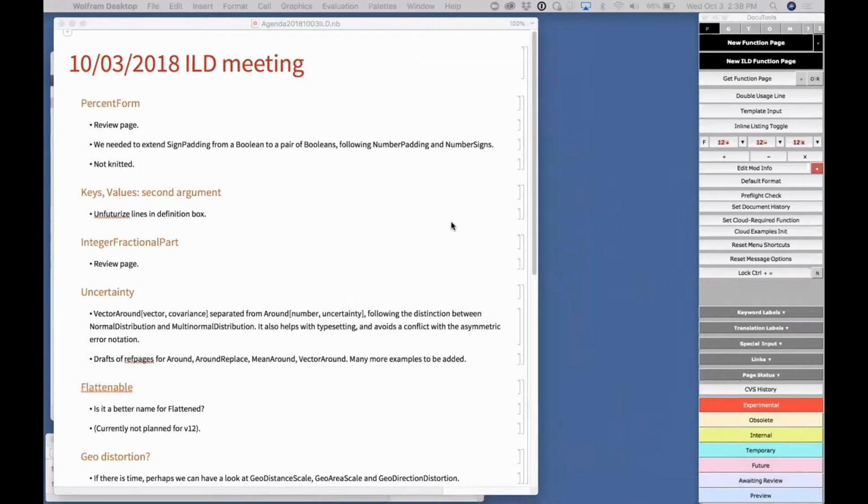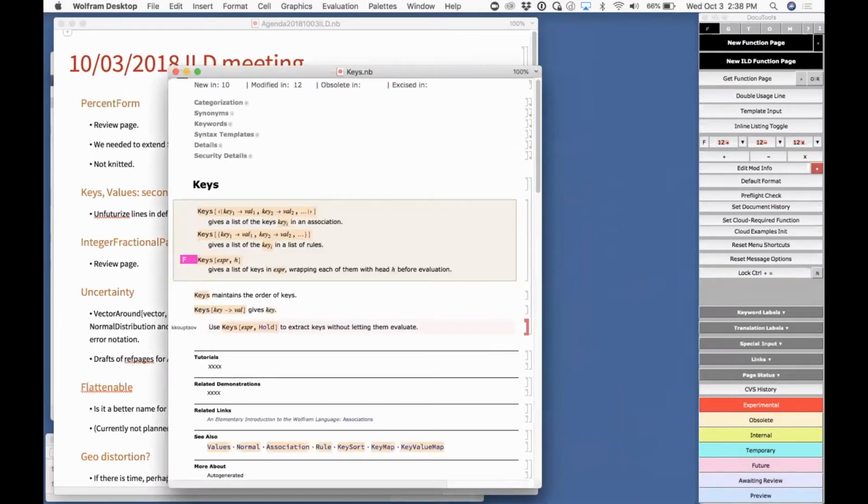All right, let's go on to the next thing. Keys values second argument. Yes, so the idea here was to be able to wrap something around the values like extract does. This is useful when there are holding needs or evaluation problems. Yes, I think this looks good.